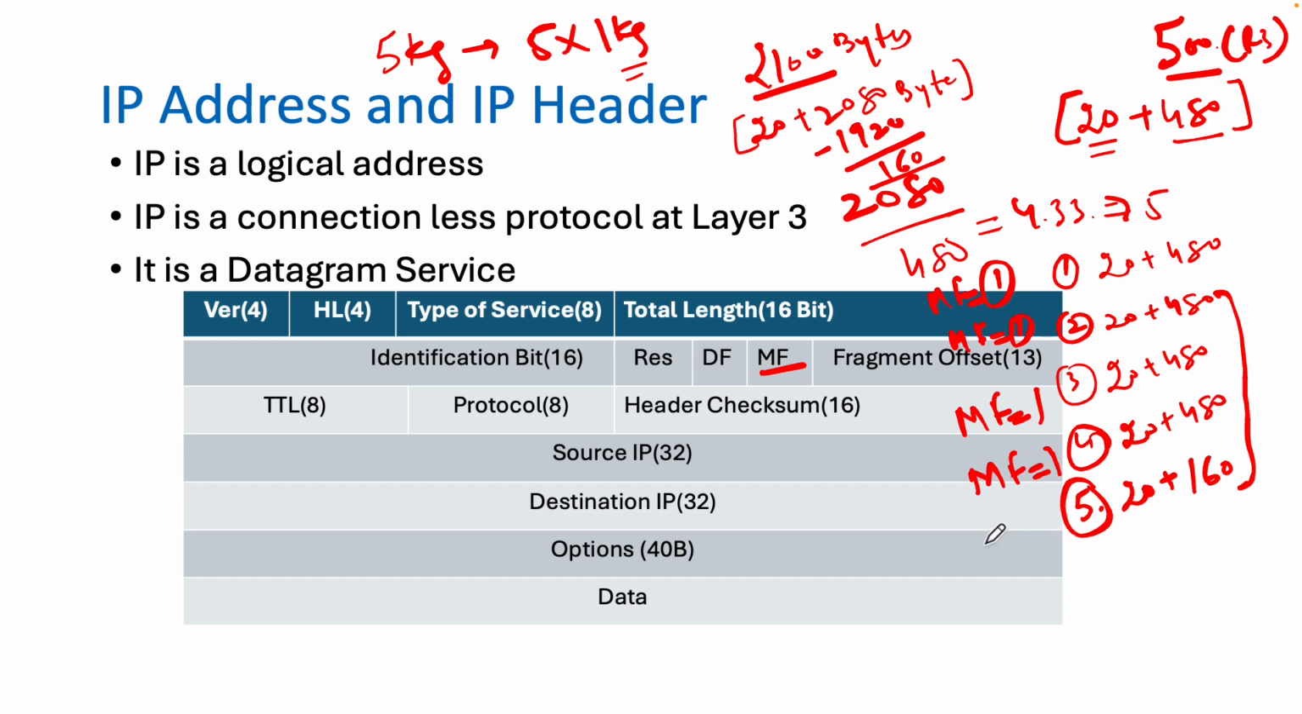So at the fifth fragment packet, there is no more, so the MF value will be 0 here. So it tells you how many more fragments are there after your fragment. This is the meaning of this MF.